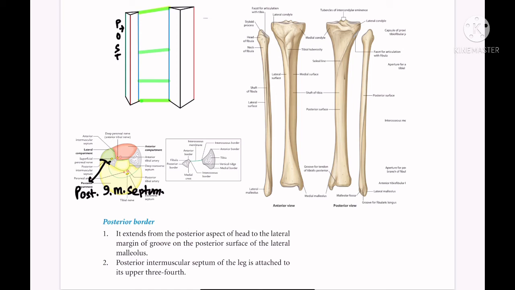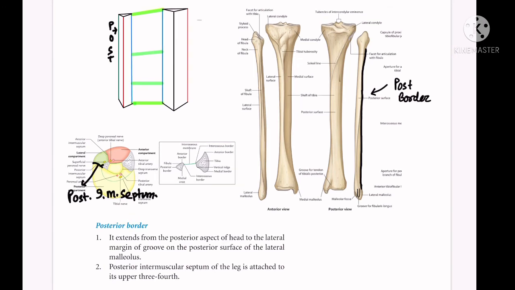This posterior border of the fibula extends from the posterior aspect of the head and neck of the fibula and goes downward like this, and extends up to the lateral margin of the groove on the posterior surface of the lateral malleolus. Now we know on the posterior surface of the lateral malleolus there is a groove for lodgement of the peroneus longus and brevis, and up to the lateral margin of that groove the posterior border is extended. So that is the posterior border of the fibula, and it gives attachment to the posterior intermuscular septum of the leg.